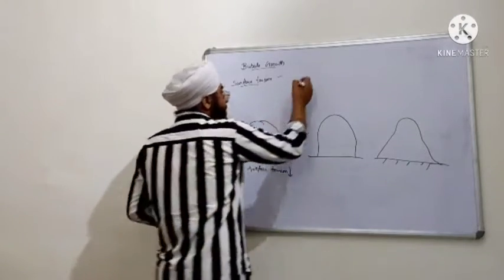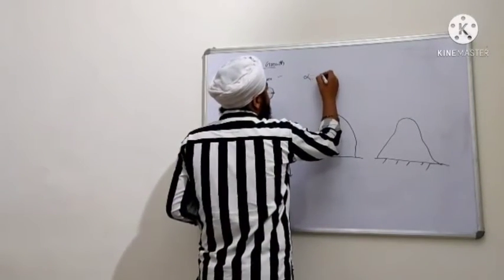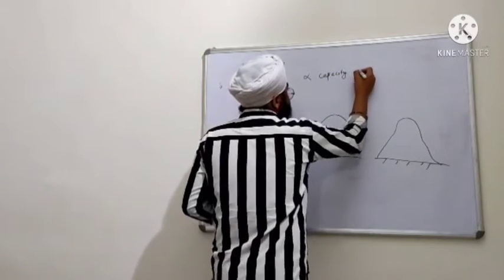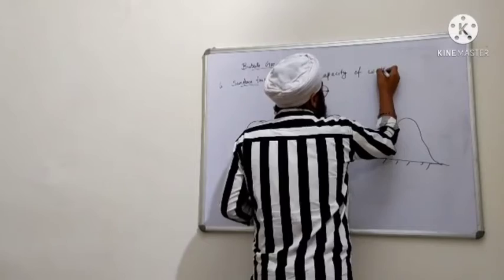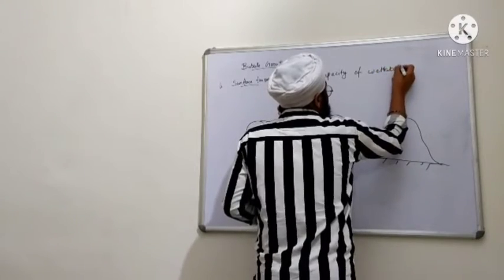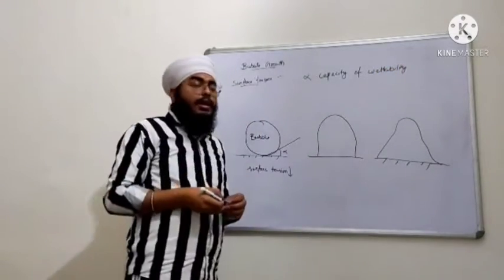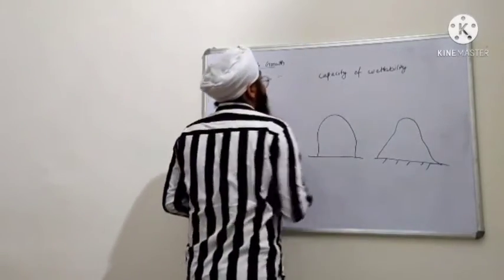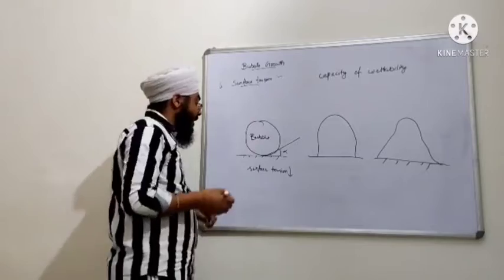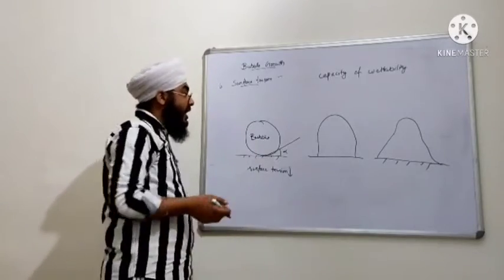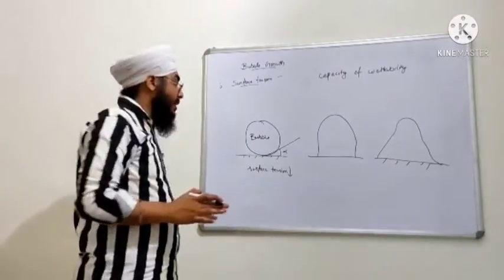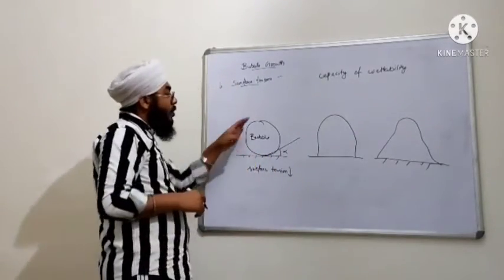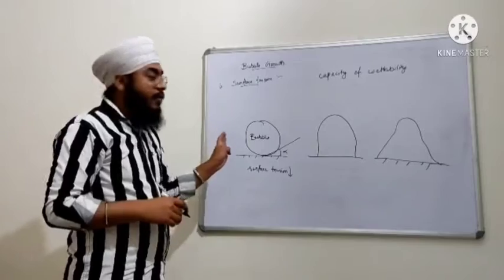So basically surface tension is the capacity of wettability. How wet a liquid can get, that is the surface tension. As surface tension is low, the liquid is very wettable, and so the bubble will form an oval shape.